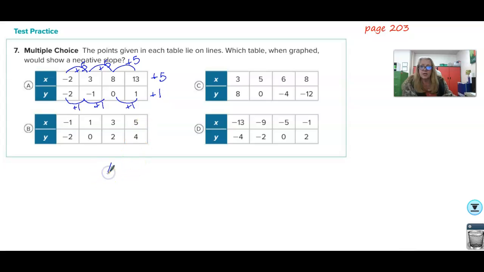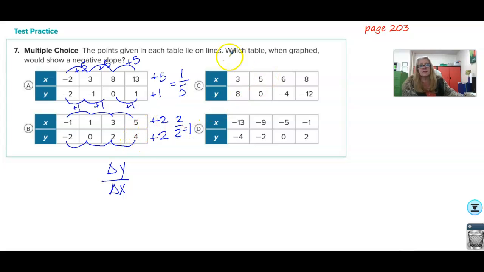Now, slope is the change in y on top and the change in x on the bottom. So the slope of this would be 1/5, positive 1/5. So it's not negative. Let's look at B. This goes up by 2, up by 2, up by 2. So this is going up by 2. This goes up by 2, up by 2, up by 2. This goes up by 2. So the slope of this line would be positive 2/2, which is equal to positive 1, not negative.